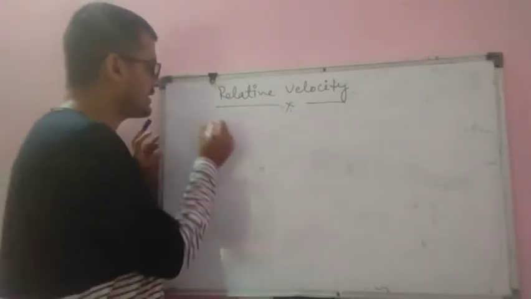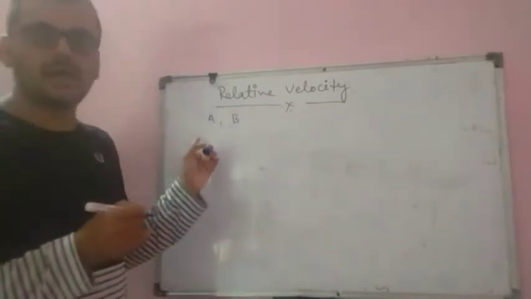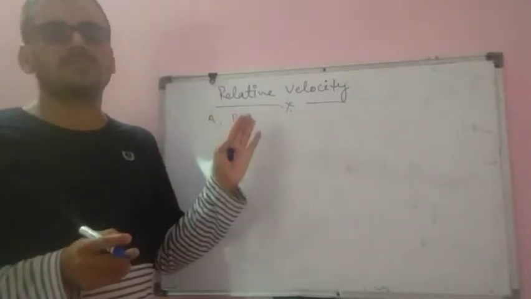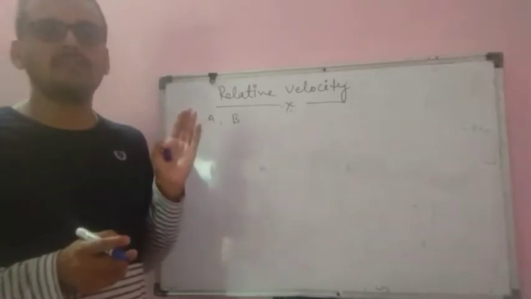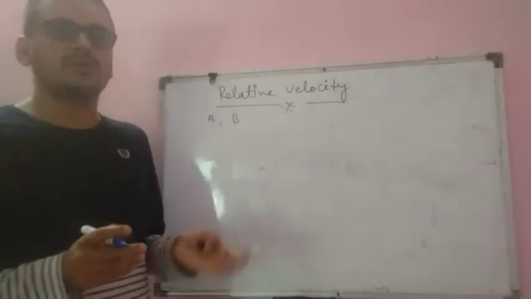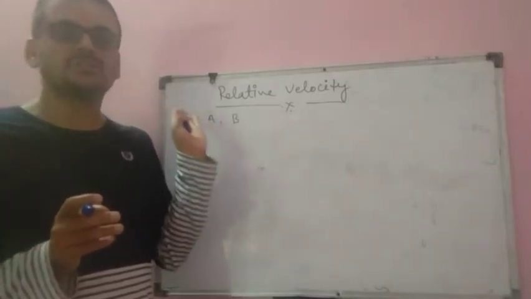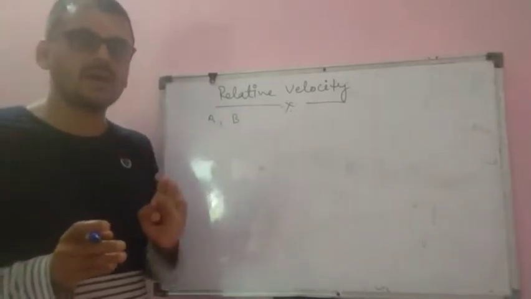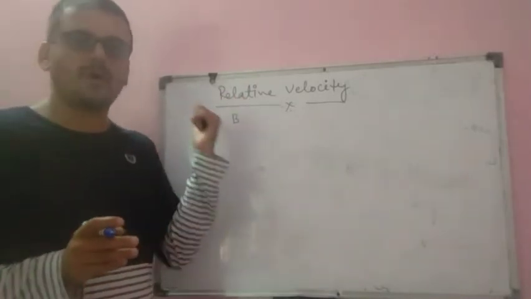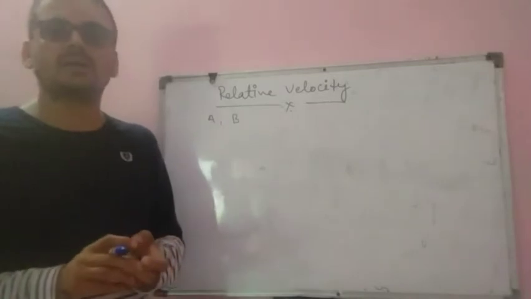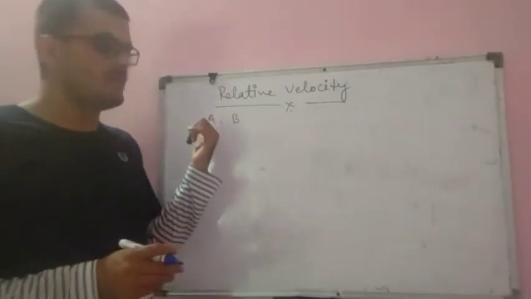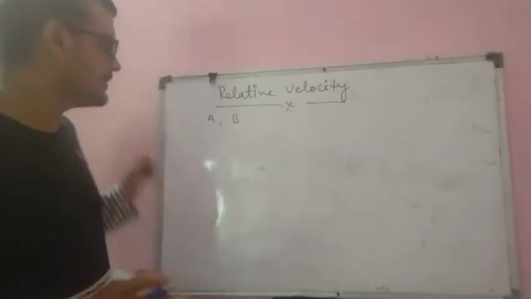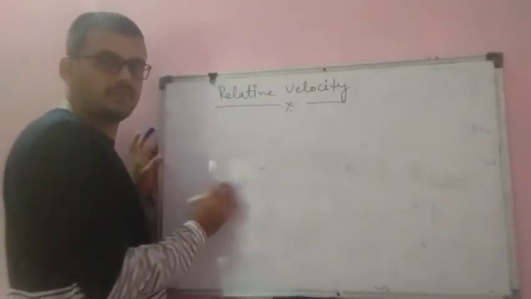Suppose we have two objects A and B. The relative velocity of object A with respect to object B is the time rate at which object A changes its position with respect to B. Very simple. Now I will explain this with a diagram.